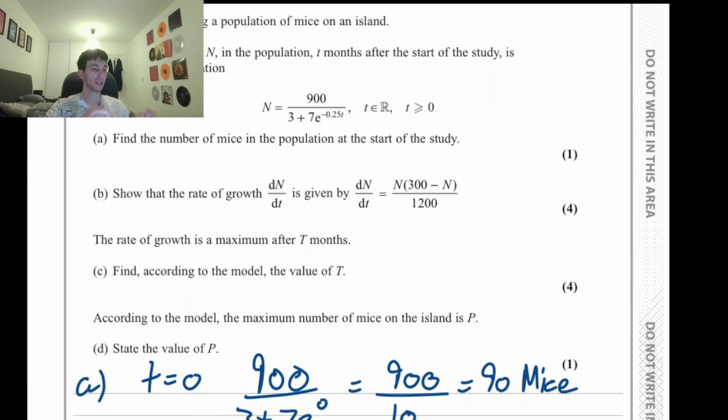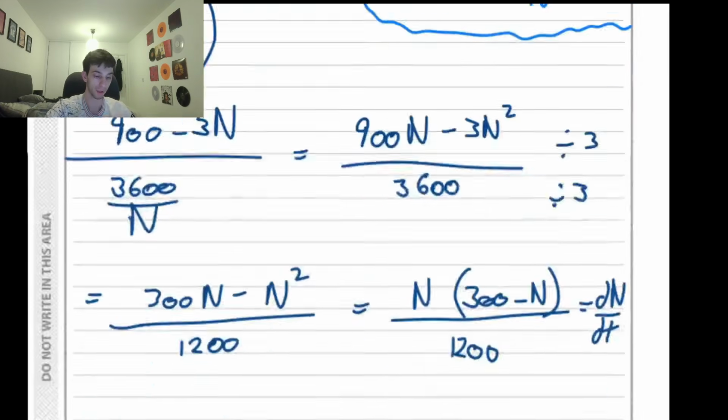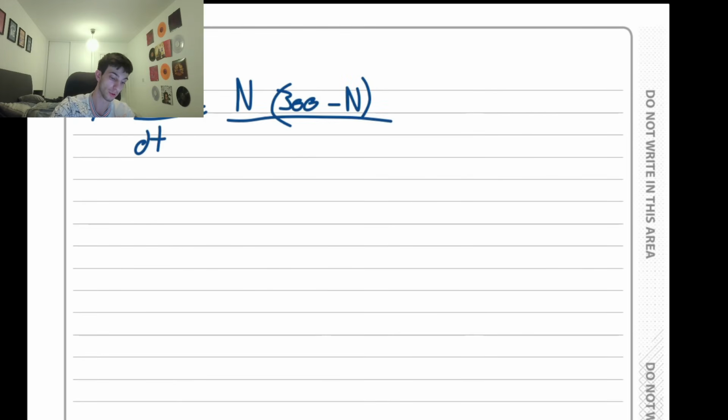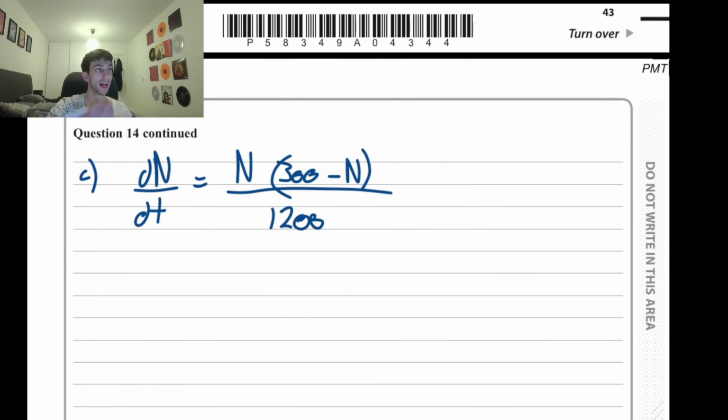Okay, so moving on to part C, we're told the rate of growth is at a maximum at t months. Find, according to the model, the value of t. So we have to find when dn dt is at its maximum. So what do we know? Well, we know, just from before, that dn dt is equal to n times 300 minus n over 1200. So you could actually use this. If you couldn't get the previous answer, you could use what they give you. So we actually can't find t when dn dt is at its maximum, but we can find n.